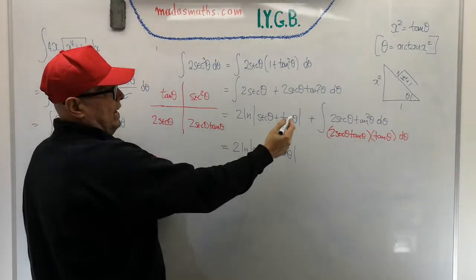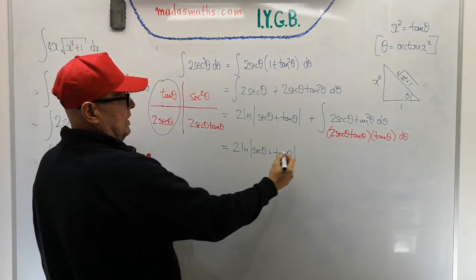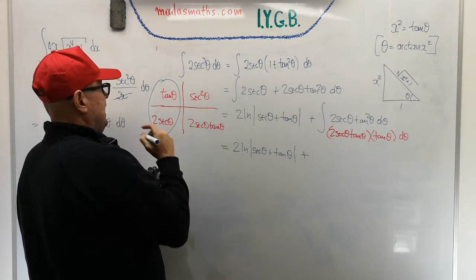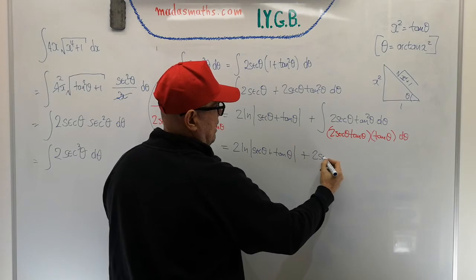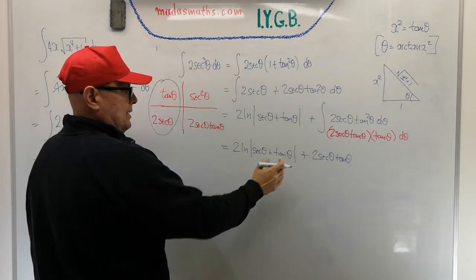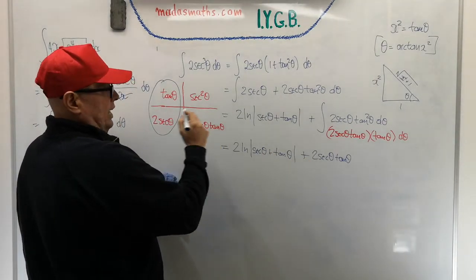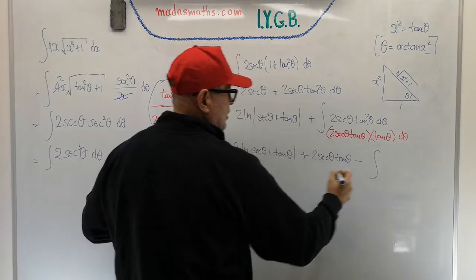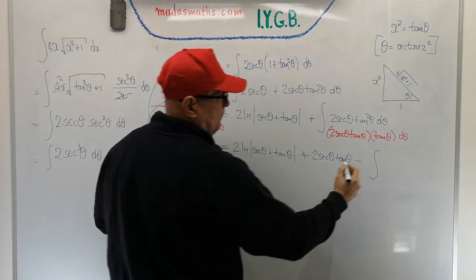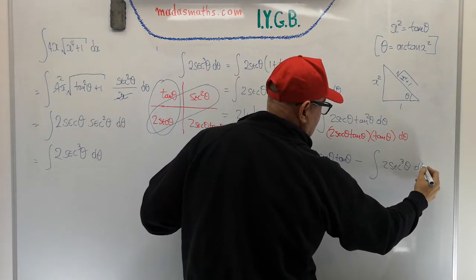Okay, and then we have the integration by parts, which is the product of this column. So that is going to be plus 2 sec theta tan theta, as I remembered it in the beginning. But is it a plus or a minus? We'll see in a minute. And then we've got minus the integral of this diagonal. So that's 2 sec cubed theta d theta.